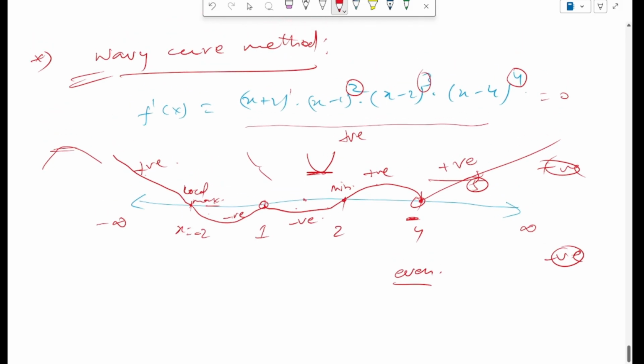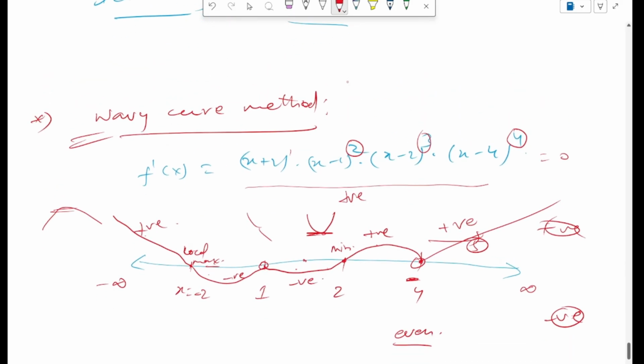Using this, you can know the nature of the function in a particular region, whether it will be positive or negative. This is a technique you can use.